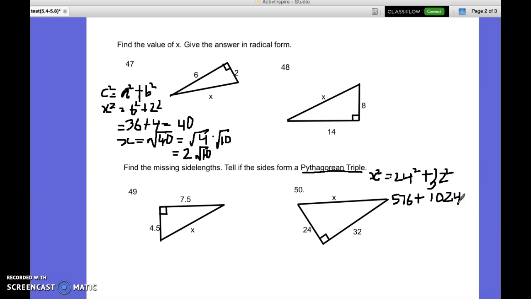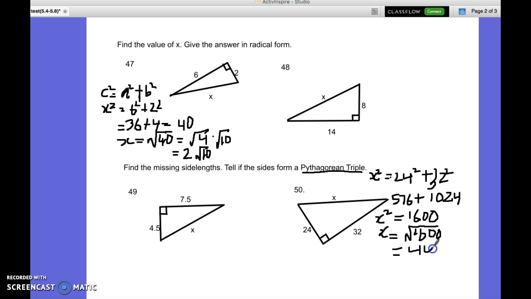And I add those together. I get 1600. That's x squared. So x will be what? x is going to be the square root of 1600. I know what that is. That is 40, because 40 times 40 is 1600. That would be exactly right. So this will be 40.